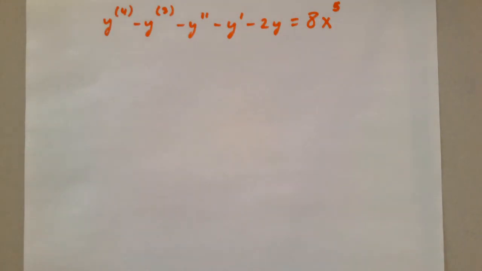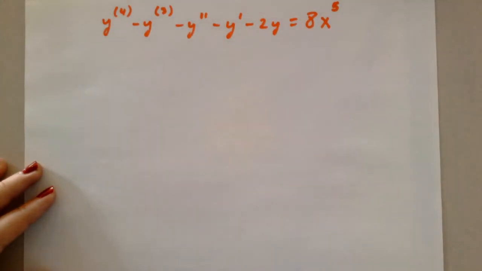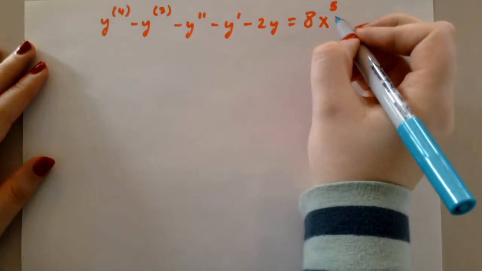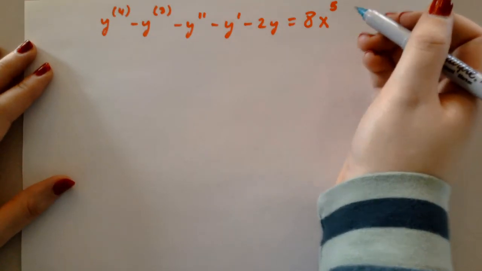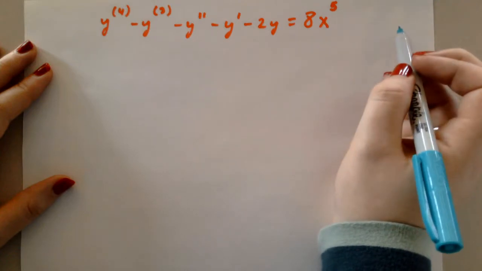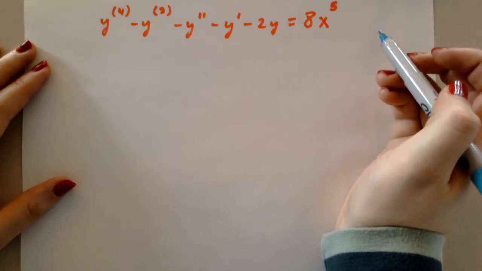In this particular problem, the only term that we have to worry about is this 8x to the 5th. Now you'll remember from the first rule of thumb that we want our particular solution to be written in terms of the largest power of x shown. In this case, that being x to the 5th. Now you'll also remember that even though we don't have lower powers of x included in this problem, we still need to include them in our particular solution.